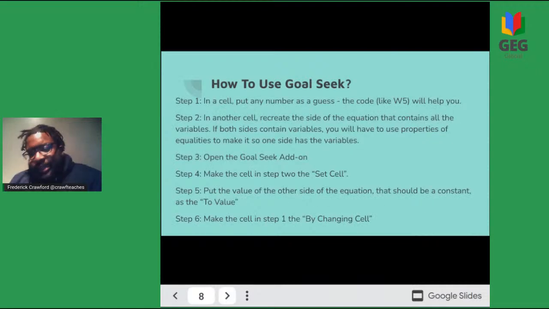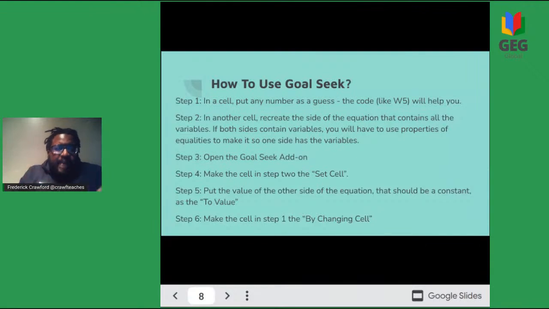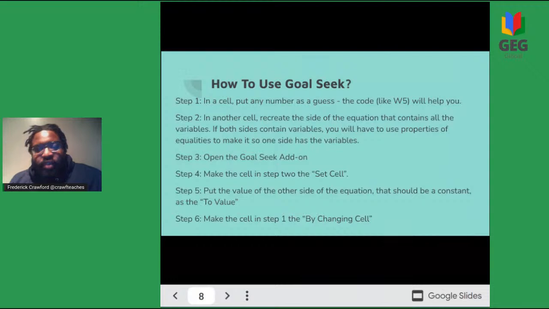Now, this is the rundown of how we are going to use GoalSeek. First step, we're going to put in a cell any number that we want to guess. I chose an example of W5. For step 2, we're going to go into another cell, which is normally the cell that I choose beside it, and we're going to replicate the equation without the equal sign. Normally, this is the left-hand side of the equation.